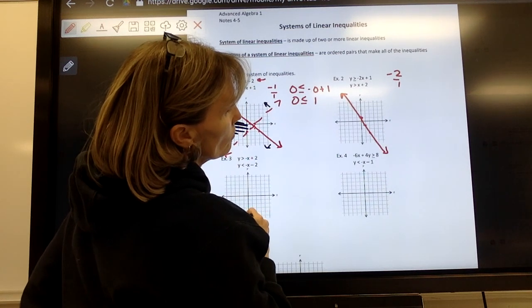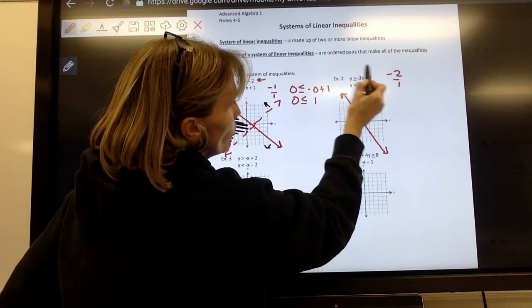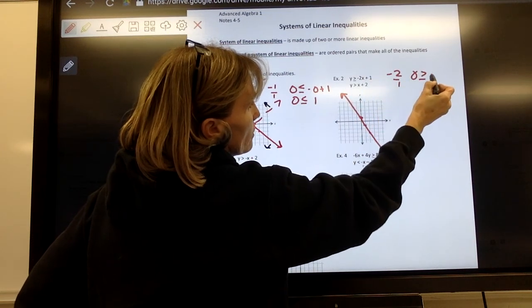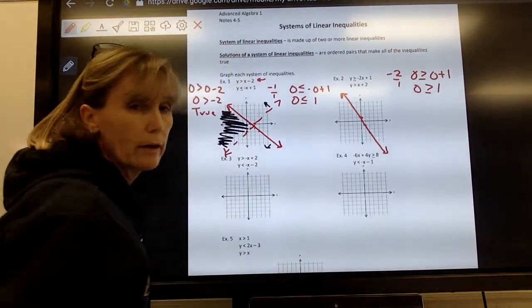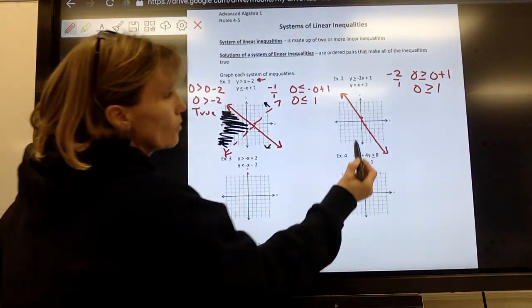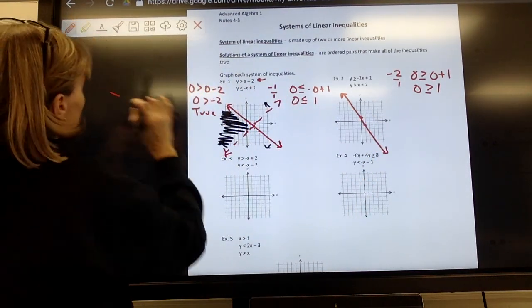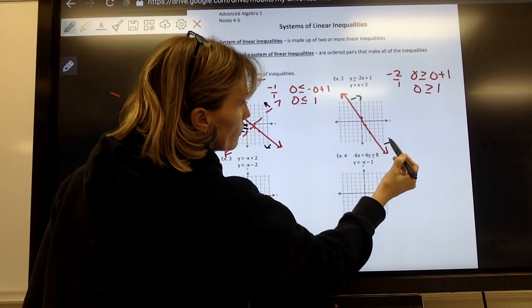Okay, 0, 0 is not on that line, so I could use it. It's below. So if I put 0, 0 in here, I would have 0 greater than or equal to -2 times 0, which is going to be 0, plus 1. Is 0 greater than or equal to 1? 0 is not greater than or equal to 1, so I don't want to be on this side. That means I'm going to have to shade on this side of the line.